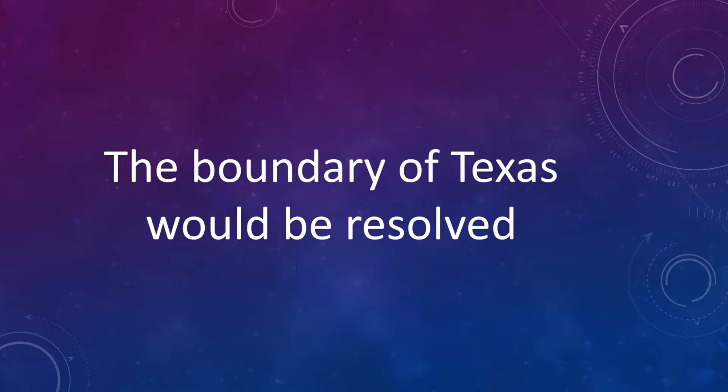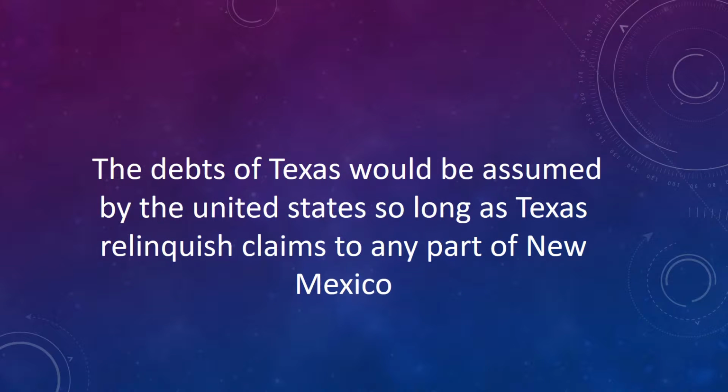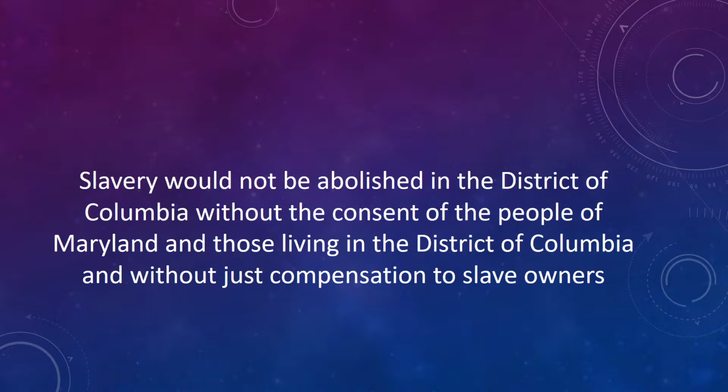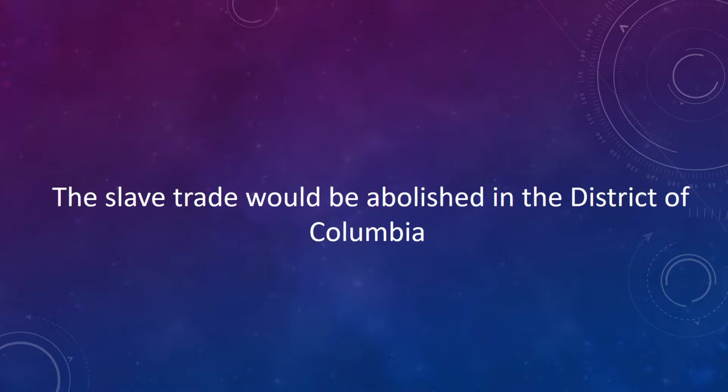3. The boundary of Texas would be resolved. 4. The debts of Texas would be assumed by the United States so long as Texas relinquished claims to any part of New Mexico. 5. Slavery would not be abolished in the District of Columbia without the consent of the people of Maryland and those living in the District of Columbia, and without just compensation to slave owners. And 6. The slave trade would be abolished in the District of Columbia.